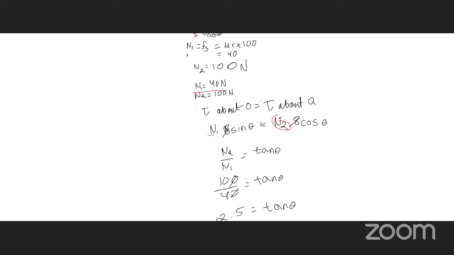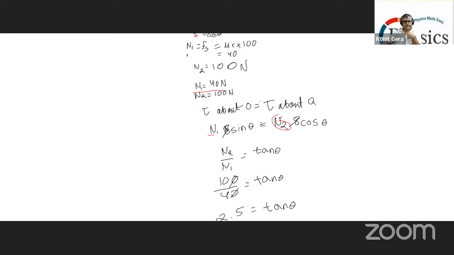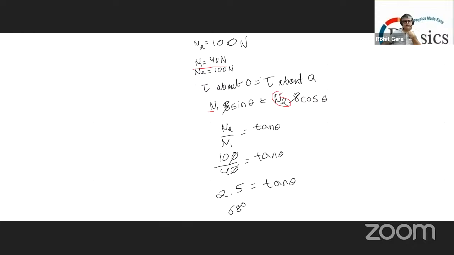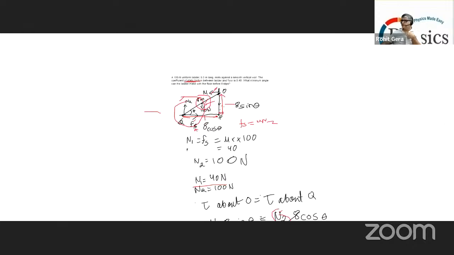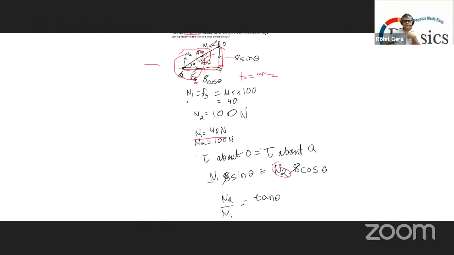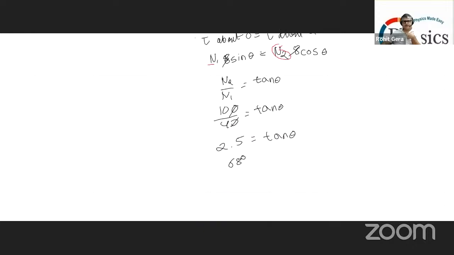N1 by N2 is equal to tan theta. N2 by N1 is equal to cot theta. Tan theta is equal to 10 by 1. Okay, got it, right? We will do some more questions on this topic. Let me think if I can get some more questions. Okay, see you on Monday then.